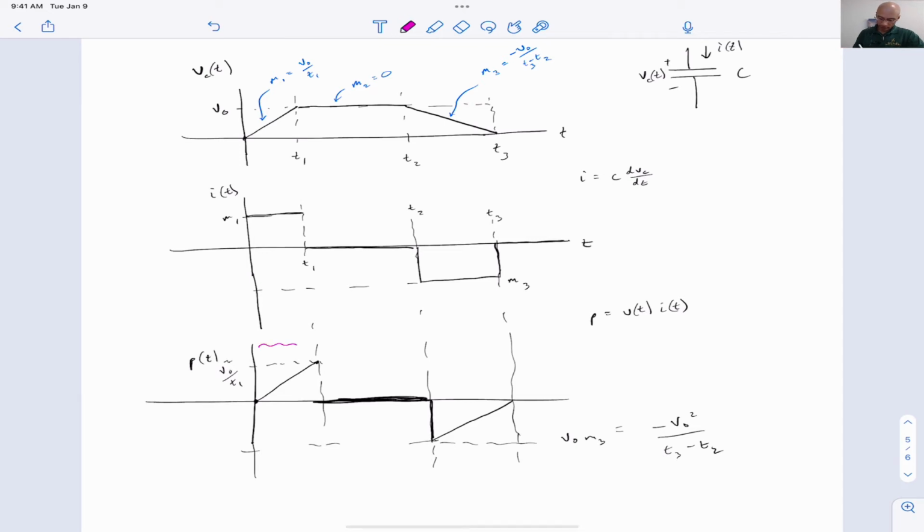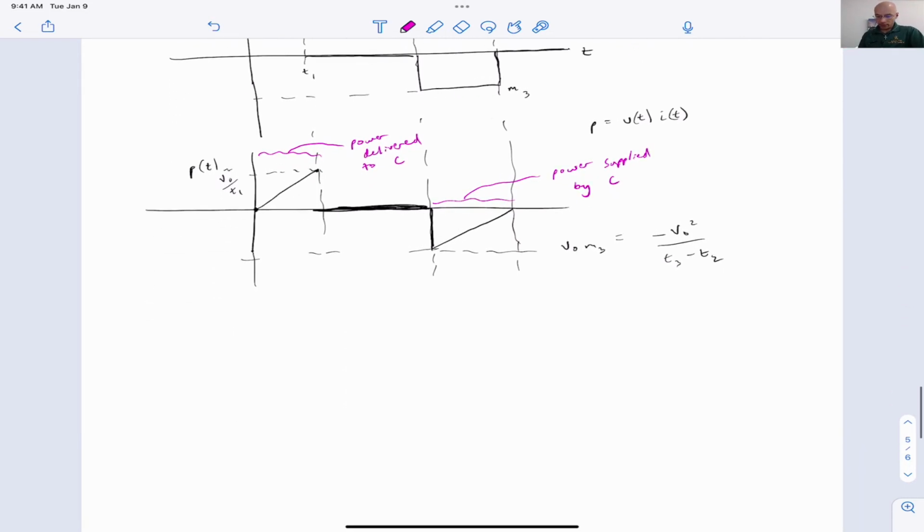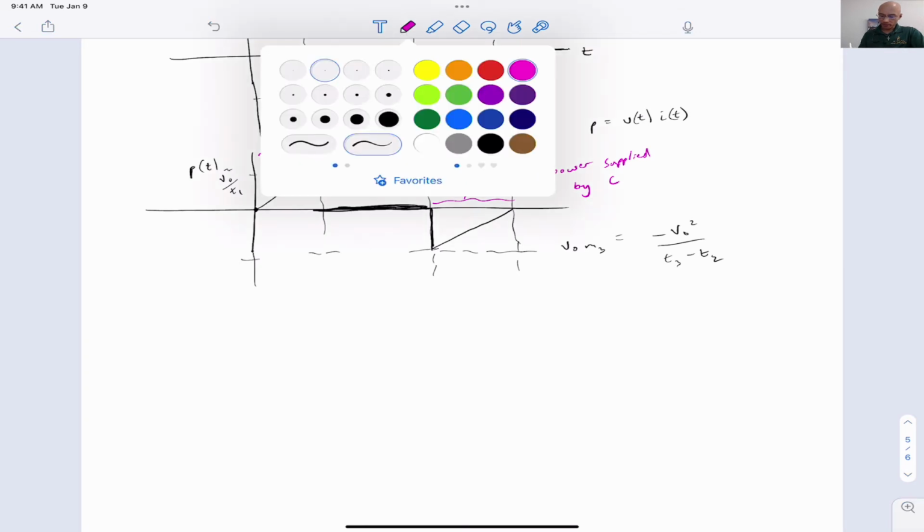Since power is greater than 0 here, this is power delivered to the capacitor. And here, power is negative, so this is power supplied by a capacitor. And then we can do the work, right? So the work at any time t is going to be the integral over p for all times less than t. So let's just write that out.